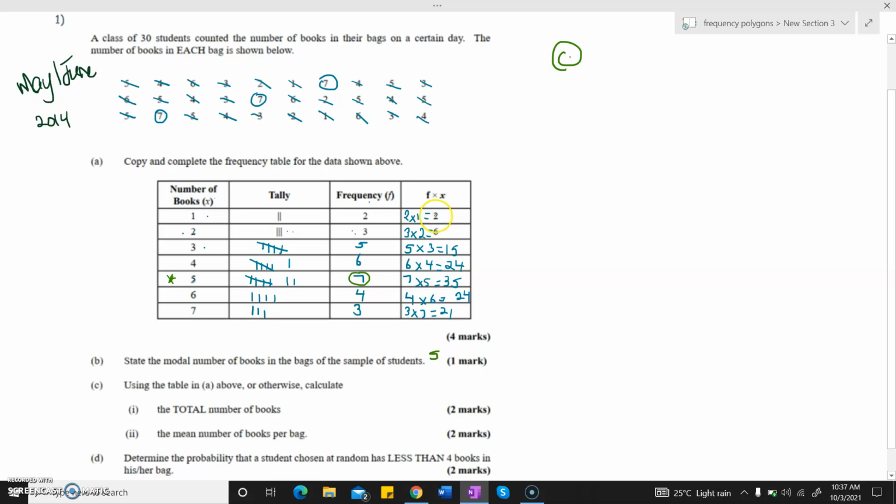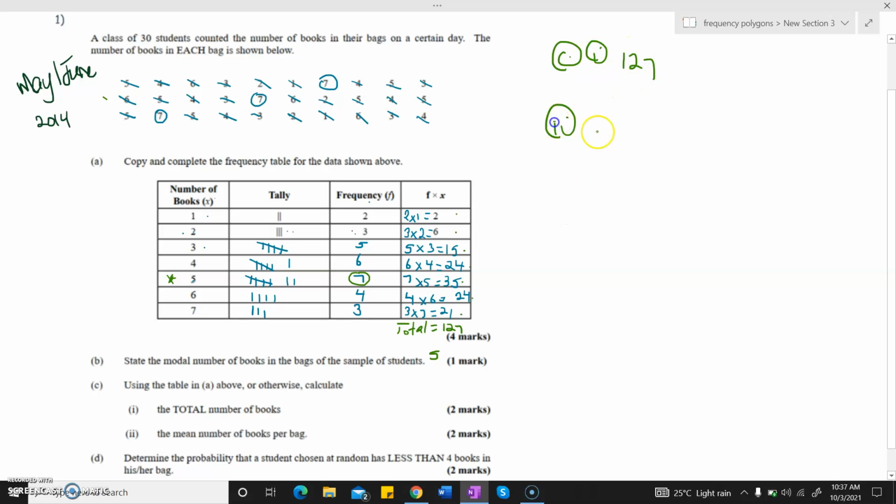Total number of books, we're adding up. You can either add up all these numbers that were listed here, or just add up your f times x column, right? When you add that up, we get the total. That would be 127. So you're adding up all these numbers here, and you will get 127. So now, part 1 is 127.